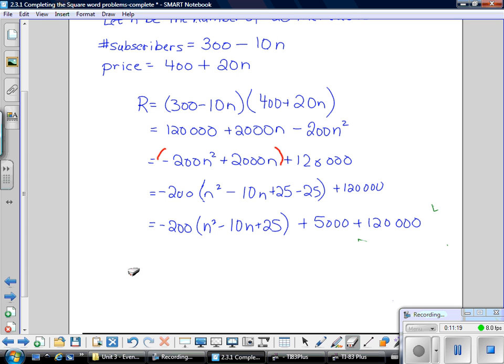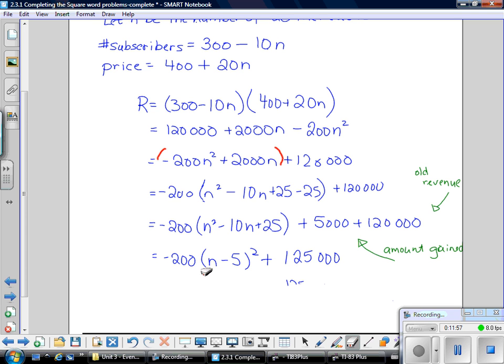All right. So really what we have here is the amount that we've gained, 5,000. And this is the old revenue that we had. Our old revenue from way back here was still 120,000. We gained 5,000. So let's finish up the question here. The first three terms are the perfect square, so we take half of the 25 and take the square root of it. So it's negative 5. And we clean this up, and we end up with 125,000. So the maximum that we would have would be 125,000.